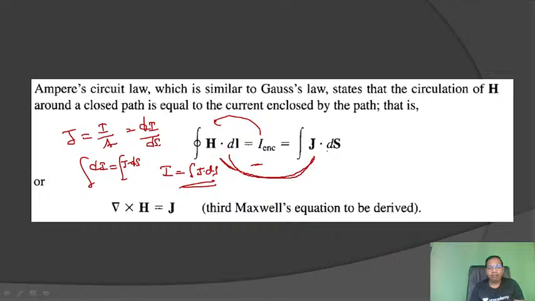Now if I compare both these two equations, here I am converting the line integral into the surface integral. Whenever a line integral has to be converted to a surface integral, I need to take the del cross here. So here del cross H dot ds and here J dot ds, cancelling the surface integral on both sides, you will get del cross H is equal to J. So it is Maxwell's third equation.